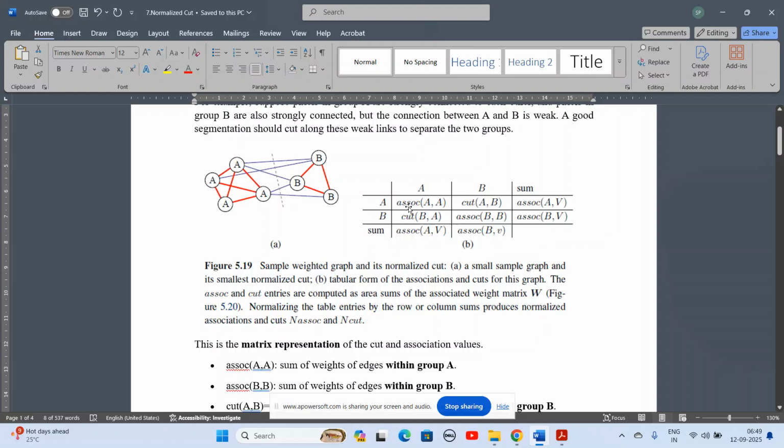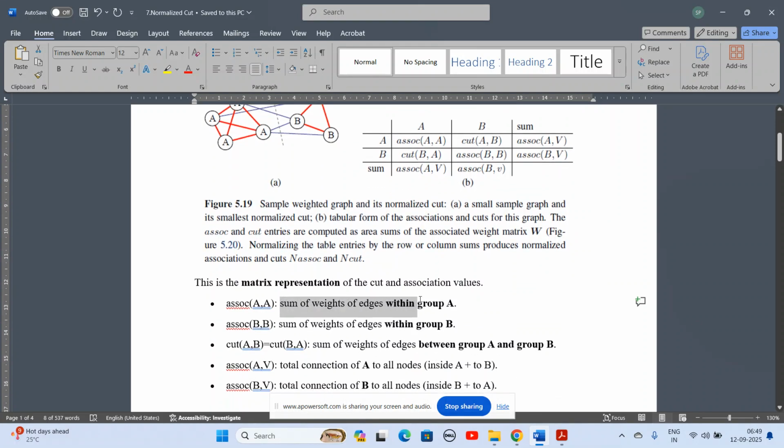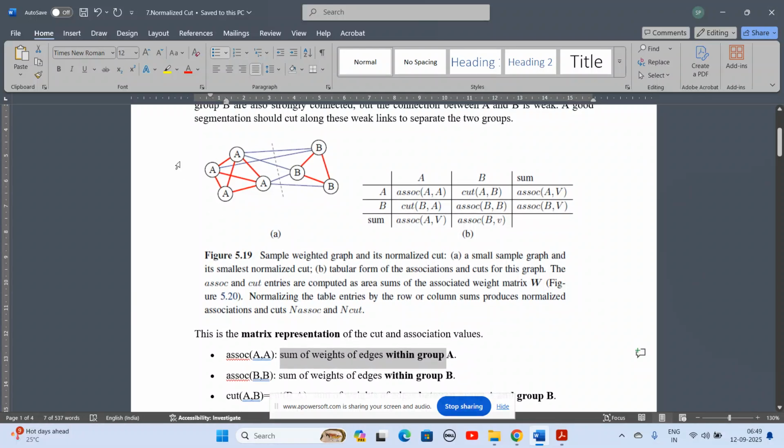Here they have mentioned association of A comma A. Association of A comma A means the sum of the weights of the edges within group A. We have around 1, 2, 3, 4, 5, 6, around 6 edges. Each edge will have a weight. The sum of all the weights of edges in group A is known as association of A comma A. And here, in group B, we have three edges. Each edge will have a weight. Weight is nothing but a number. You might be aware of it when you learn data structures, right? So the sum of the weights within group B is association of B comma B.